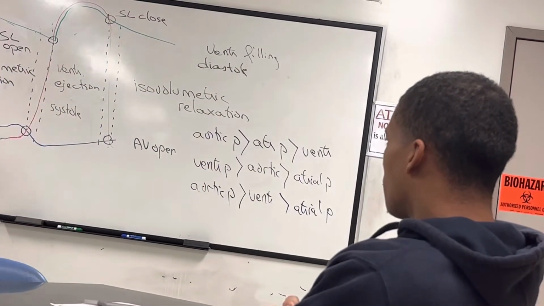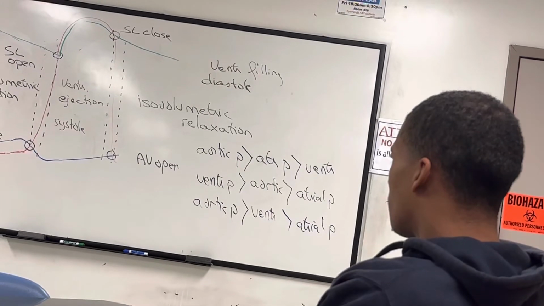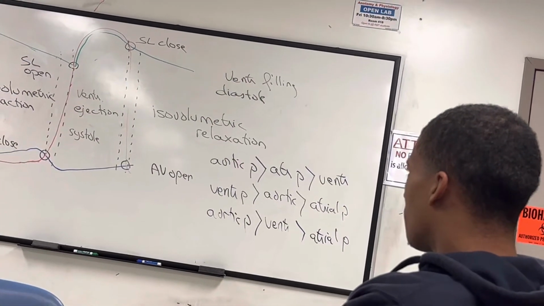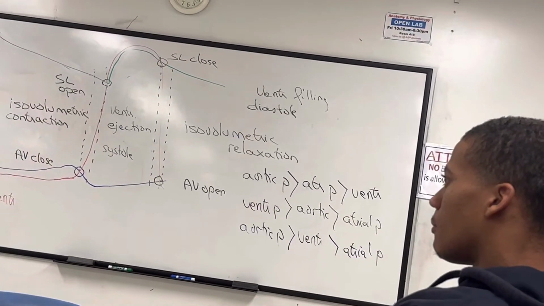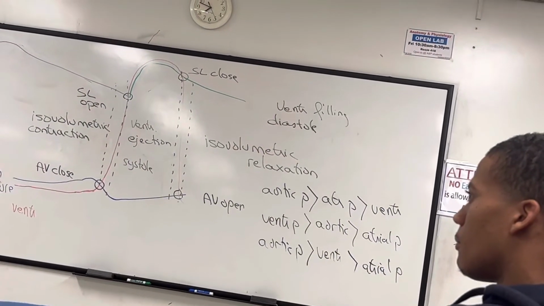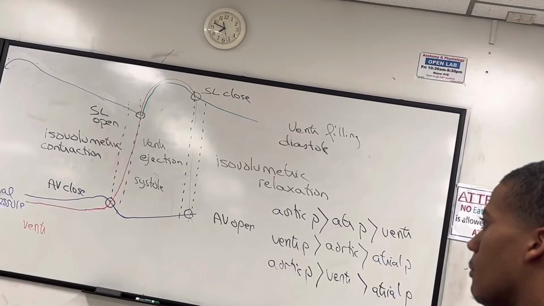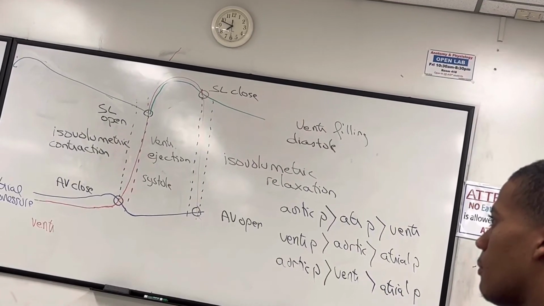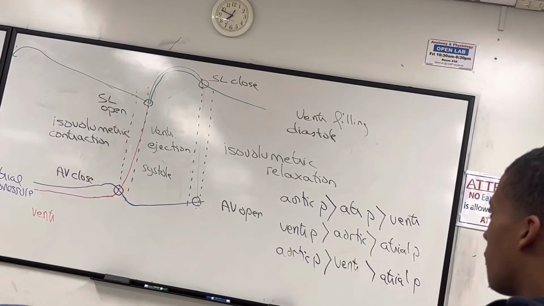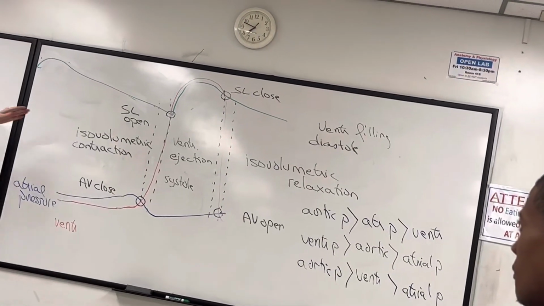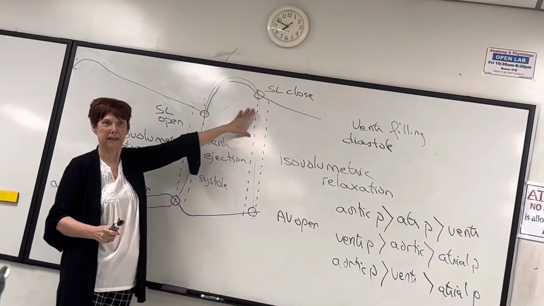Okay? So it helps if you get confused to just look back at that graph and realize that unless the blood is leaving the ventricles and going into the aorta, the aortic pressure is always going to be the highest. Okay? It's only during ventricular ejection that ventricular pressure becomes higher because it's able to push blood through the aorta.